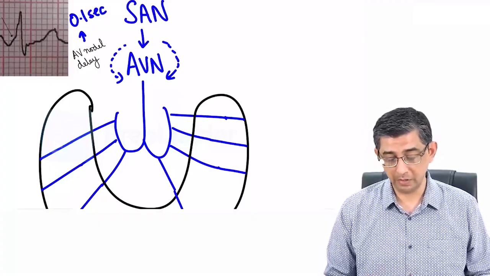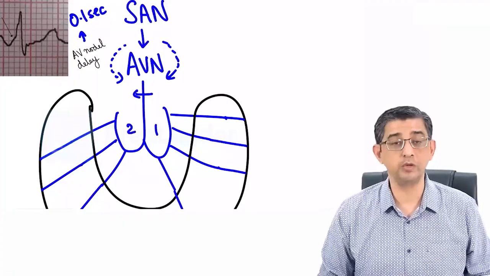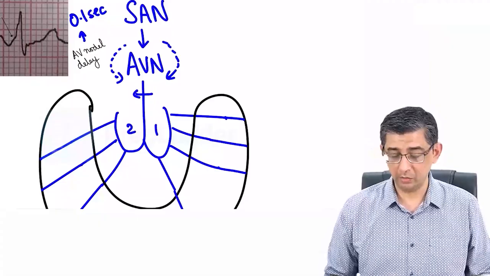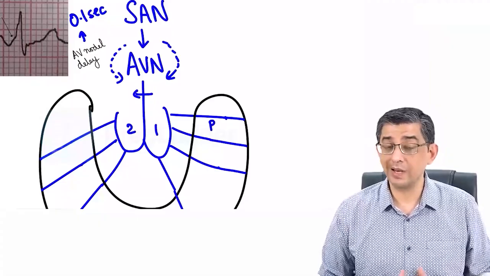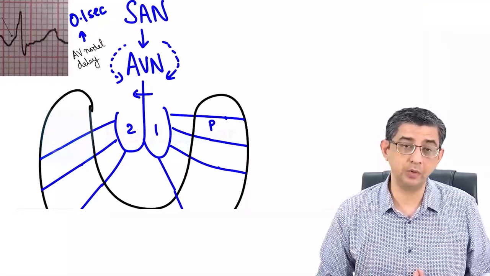Then the current will hit the bundle of His and cause a septal activation. Then it will go across the left fascicle, then about the right fascicle. The reason being, the right fascicle has a higher refractory period. And then it goes via the Purkinje fibers, which are actually modified muscle fibers. And the current goes from inside to outside and causes the depolarization.